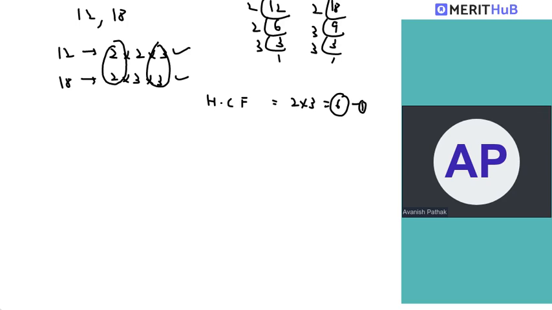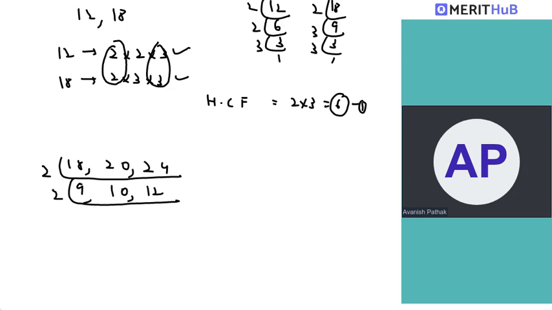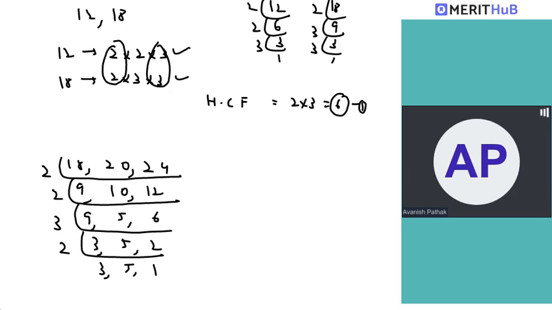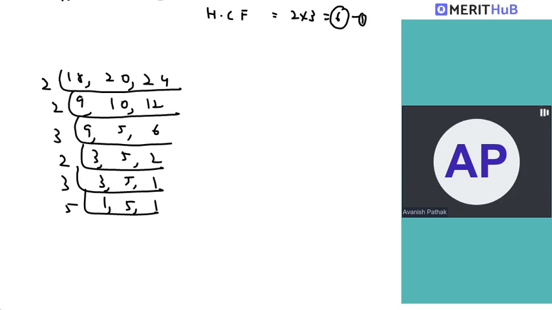The other question asked in board is for LCM. So that's 18, 20, and 24. So we'll find a common multiple, which is 2. So that's 9, 10, and 12. So we again divided by 2. So that's 9, 5, and 6. So now the other divisor has to be 3. So that's 3, 5, and 2. So again we divide by 2. So that's 3, 5, and 1. So again by 3. So that's 1, 5, 1. And then again by 5. So as we can see, everything is reduced to 1.